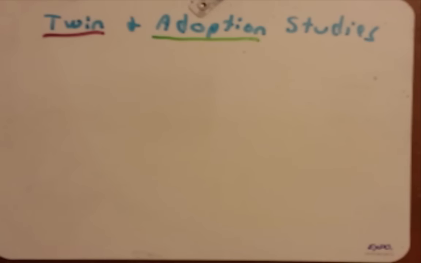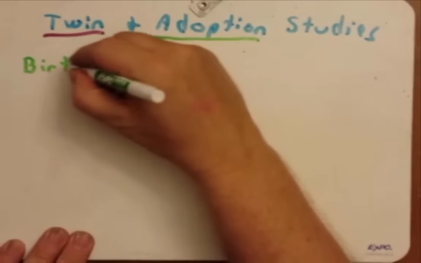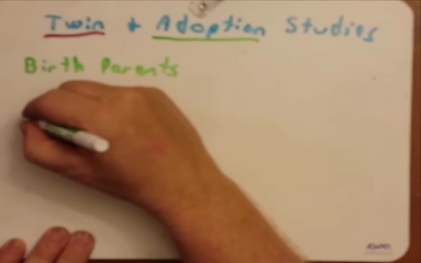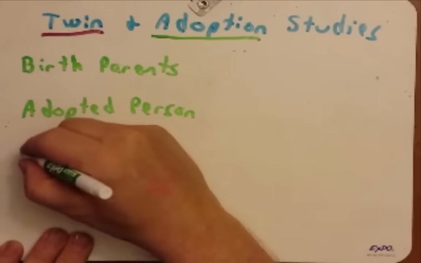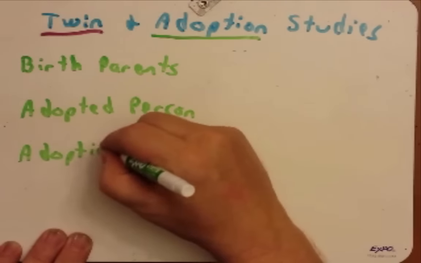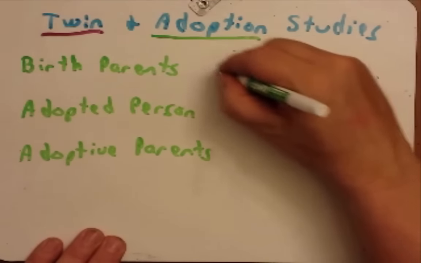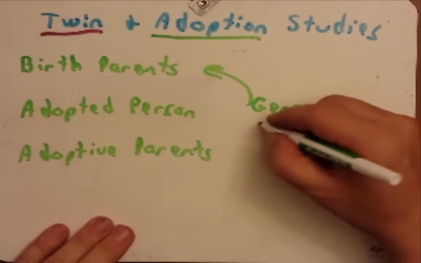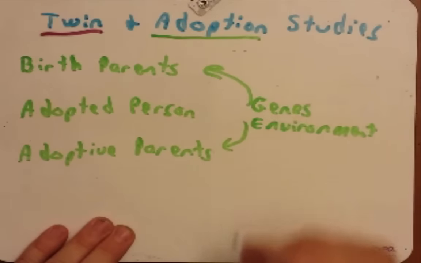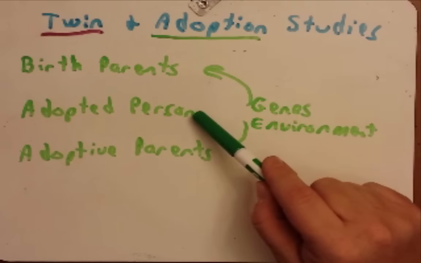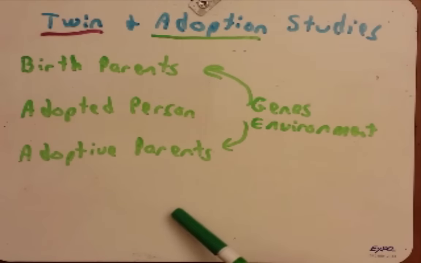The last thing I want to talk about is adoption. And that's because when you have the case of an adoption, you have the birth parents, and the adopted person, and the adoptive parents. The adopted person shares their genetic background with the birth parents. They share their environment with the adoptive parents. So by looking at traits that an adopted person has, and whether or not their birth parents or adoptive parents had that trait, tells us a lot about whether that trait is influenced by genes or the environment.